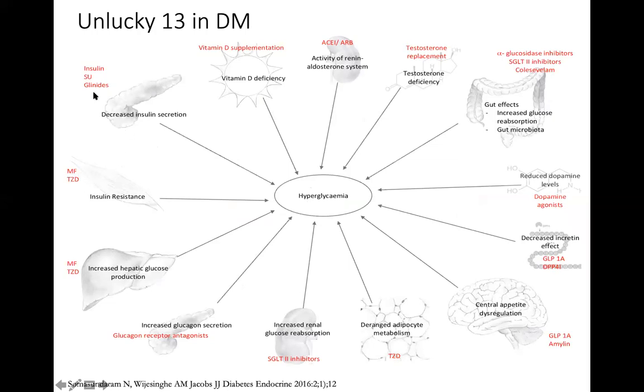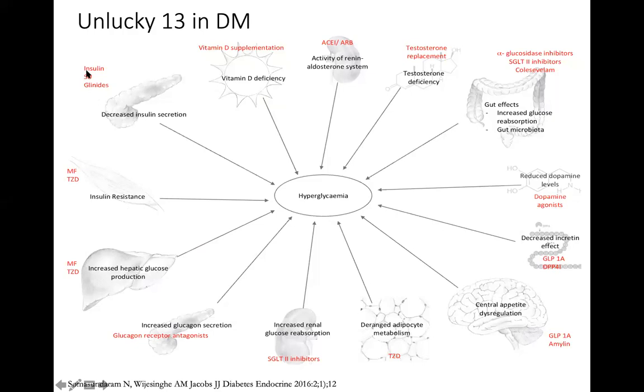And you can also see the agents that work on those parameters. So insulin resistance can be countered by metformin or thiazolidinediones. Also, you can see increasing hepatic glucose production, which is the reason why type 2 diabetes patients have hyperglycemia in the morning. And similar therapy can target that. Sensitizers, we call them metformin and the glitazones, so thiazolidinediones.